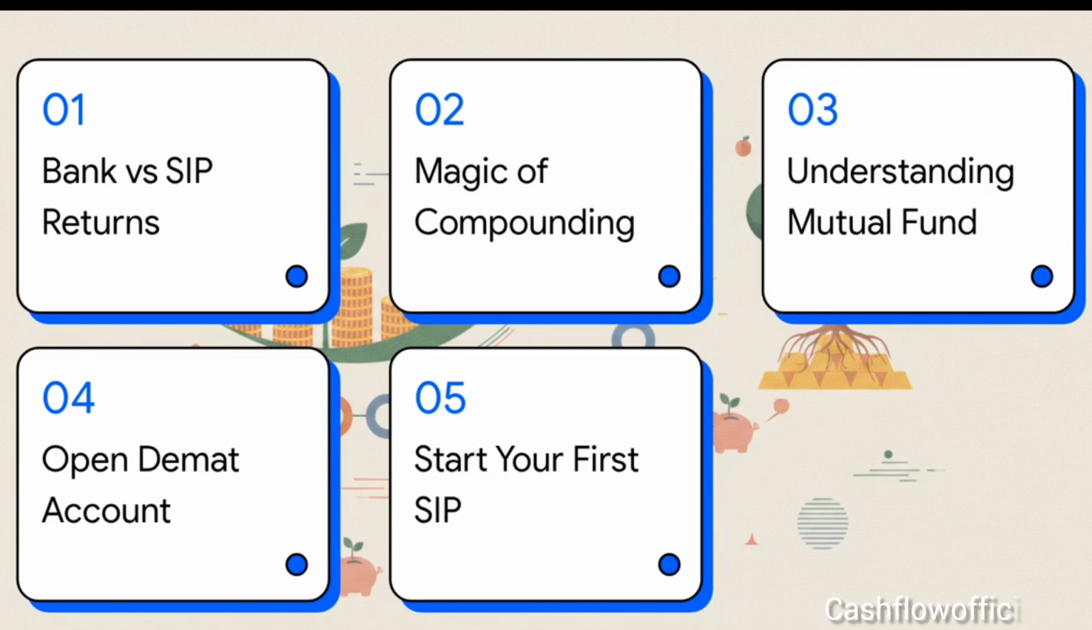Here is our roadmap for today. First up, bank returns versus SIP returns. Then, the magic of compounding. Next, understanding mutual funds. After that, opening your DMAT account. And finally, starting your first SIP. Let's get right into it.